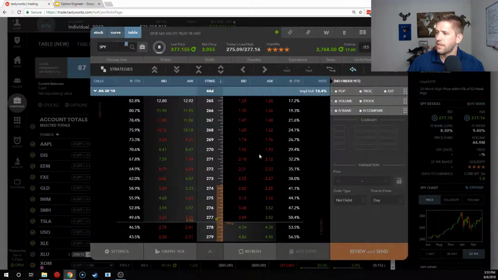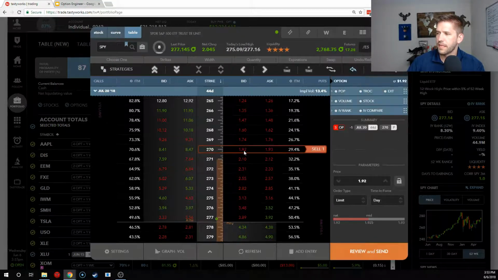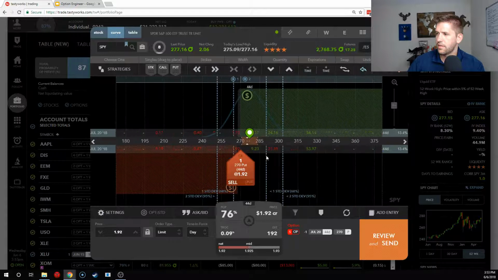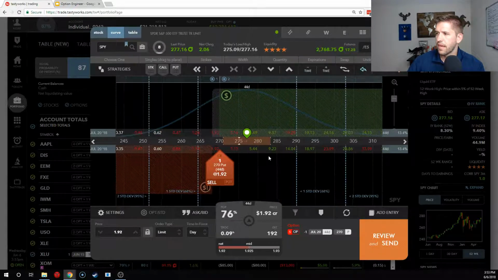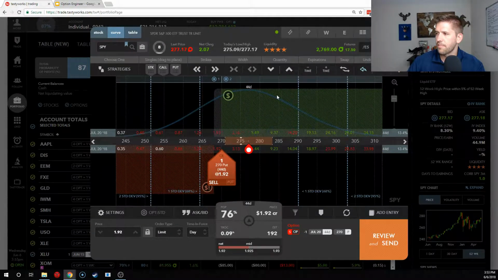But on the other hand, let's take it from the perspective of the seller. So now I'm going to sell the 270 put in the S&P, and let's take a look at the curve view to kind of explain how this one works. I'm going to zoom in. Again, on the curve view, this shows the distribution of the probability that the S&P lands on that price point at expiration 44 days away. So said another way, there's roughly a 50% chance it's going to stay right where it's at.